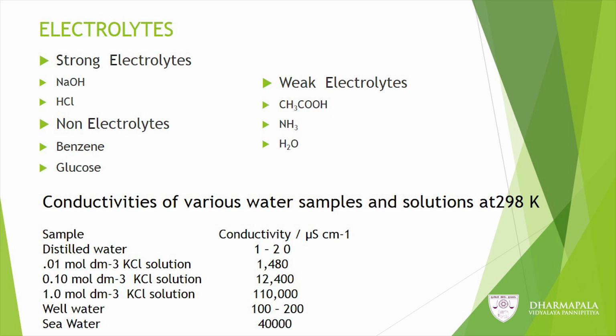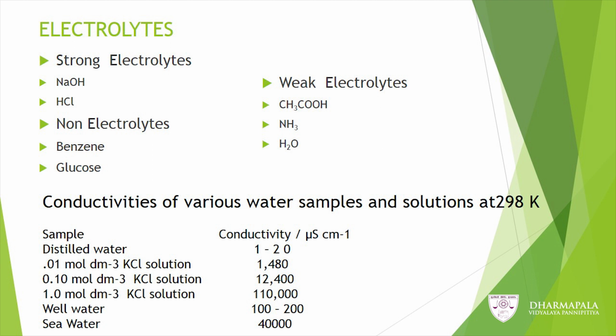So, here you can see some examples for strong electrolytes. Sodium hydroxide, and HCl are strong acids. In addition to them, aqueous solutions of ionic compounds are also strong electrolytes, like sodium chloride, potassium chloride. Next, weak electrolytes, they are weak acids and weak bases. For example, acetic acid, ammonia. Water is also a weak electrolyte.